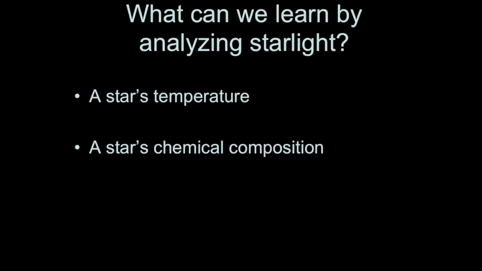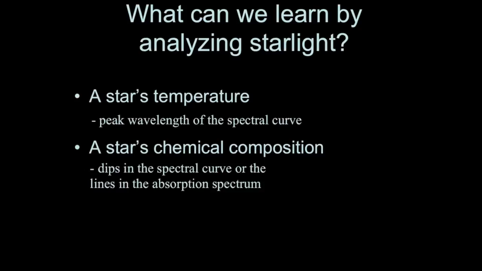So what can we learn by looking at the starlight that we receive? Well, we can get the star's temperature, we've already learned, by looking at the peak wavelength of the spectral curve. If we want to know what a star is made of, its chemical composition, the dips in the spectral curve, or the lines in the absorption spectrum, will tell us that. That is, looking at the particular dips and their pattern in those spectra. And then finally, we can look at the Doppler shift to discern the star's motion. These are very powerful ways of learning about things far out there in space just by collecting the light and by analyzing it, looking at the spectrum.